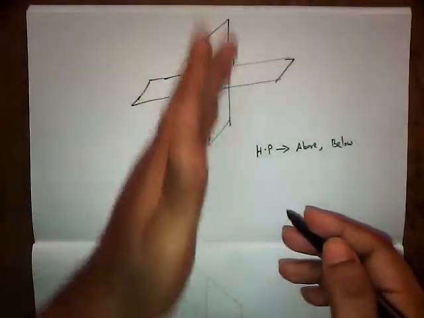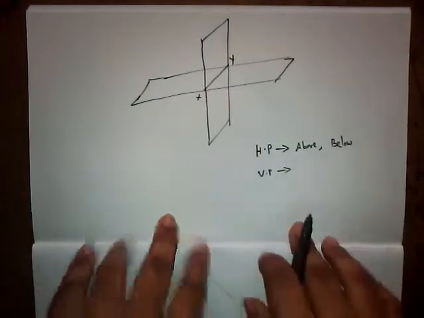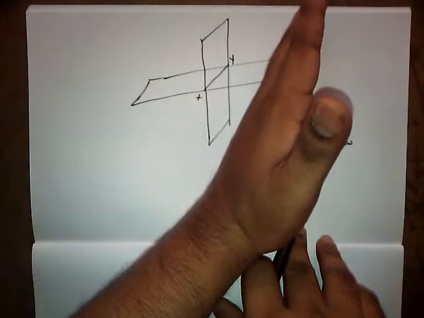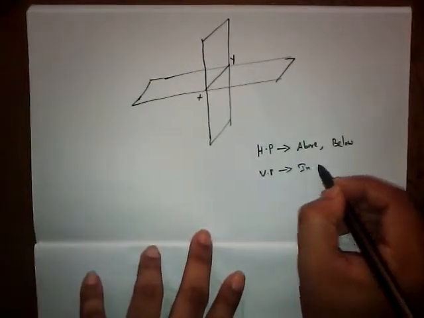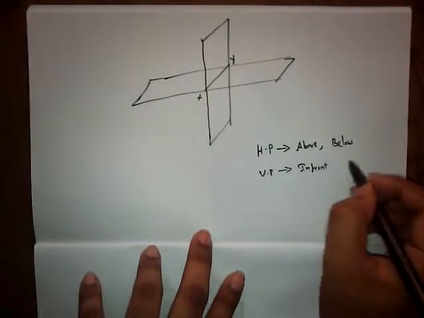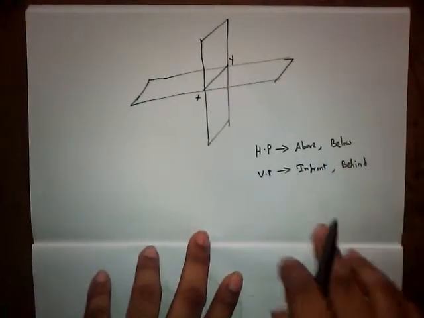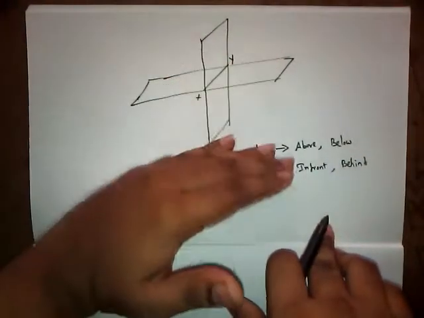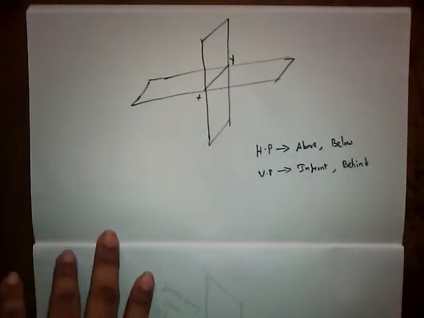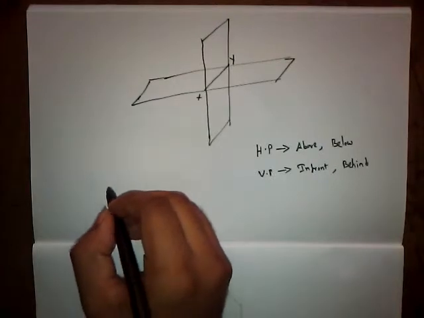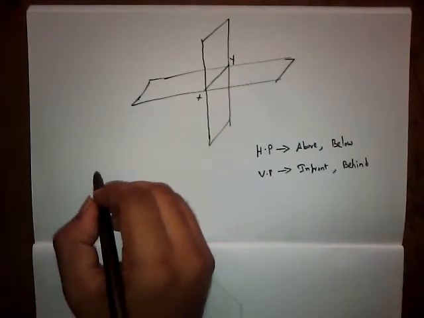And in the same manner for the vertical plane, that is VP, it is going to have in front of VP and behind VP. So these are the combinations. Okay, so above HP, below HP, in front of VP and behind VP. We are going to have a combination in this manner. We are going to project points.